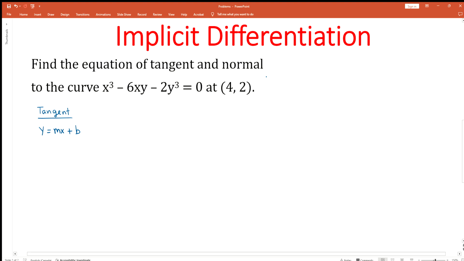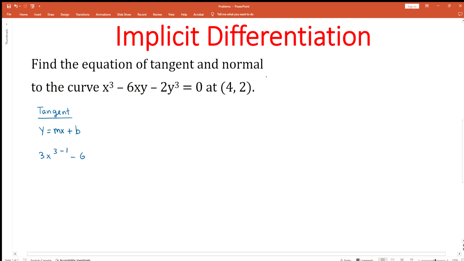We cannot isolate y in the given equation of the curve, so we have to use implicit differentiation to find dy over dx. We should find the derivative of all terms in this equation with respect to x. Let's start with the first term, x cubed. The derivative of x cubed with respect to x is 3x squared. As per the power rule, we move the exponent 3 to the front of the term and subtract 1 from 3. In the second term, 6xy, 6 is the coefficient of the term, so it will stay as it is.